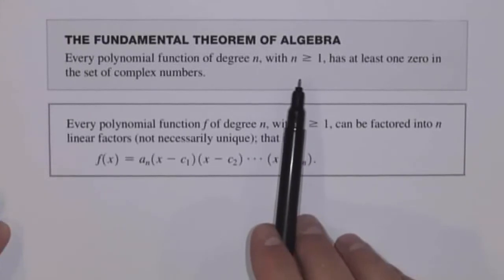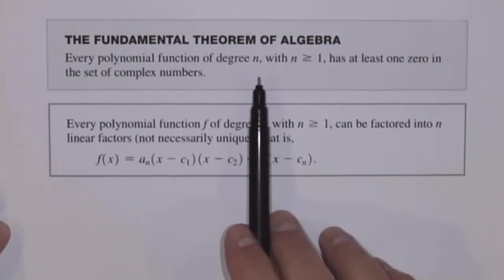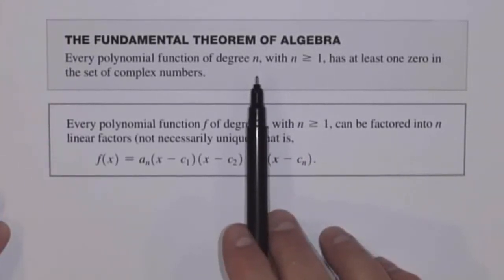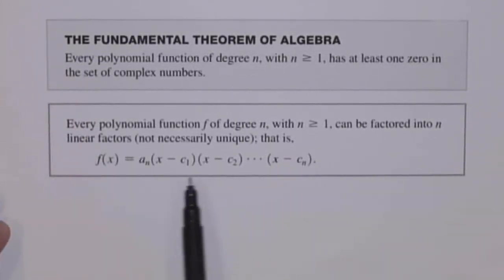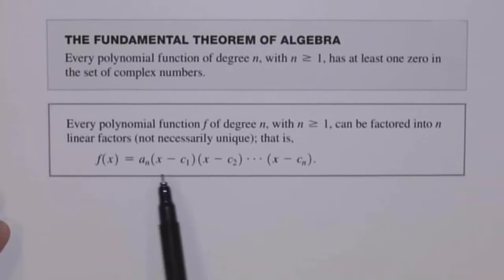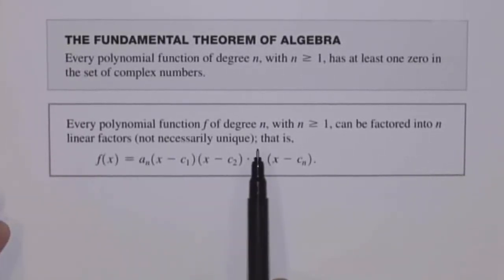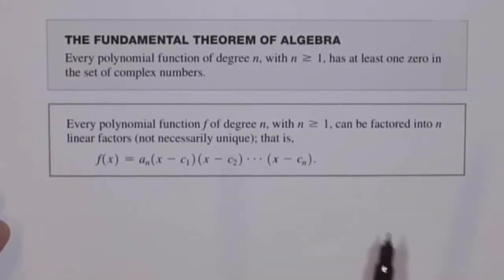You're going to have at least one. You could have up to n. They could be unique or they could be duplicates. Regardless, we will be able to factor it so that we have n factors such as this. But again, they're not necessarily unique. We may get the same factor repeated. Let's take a look at an example.